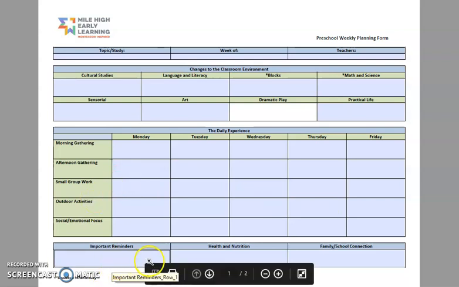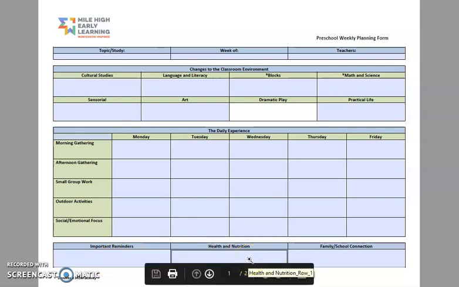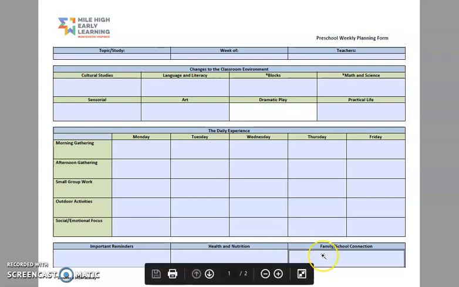Important reminders, this is all stuff for the family. Important reminders would be like parent-teacher conferences are coming up, no school next Monday, there's a PD day, all that great stuff. Health and nutrition, a lot of people tend to put in here culture of wellness, but if there was anything else you were noticing, like children really do need to practice washing their hands, you could stick that right here.